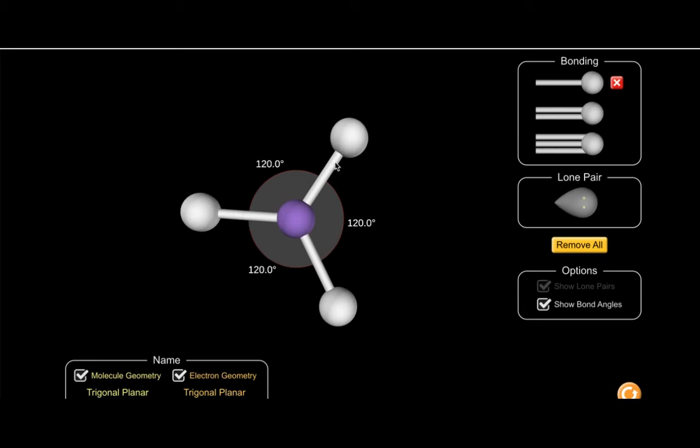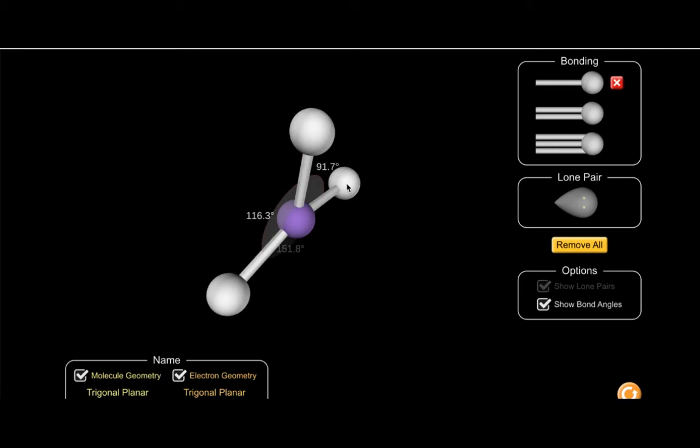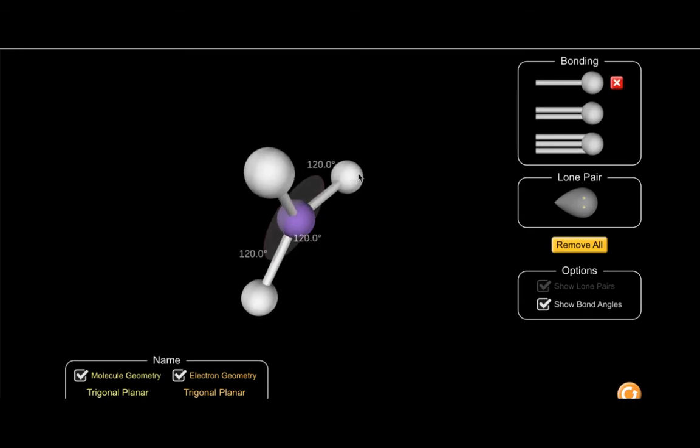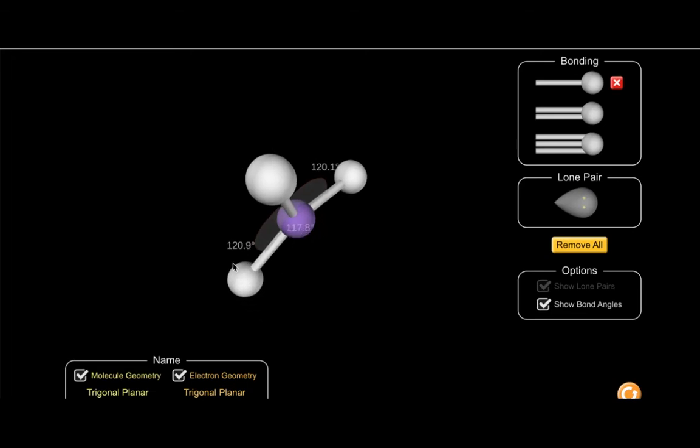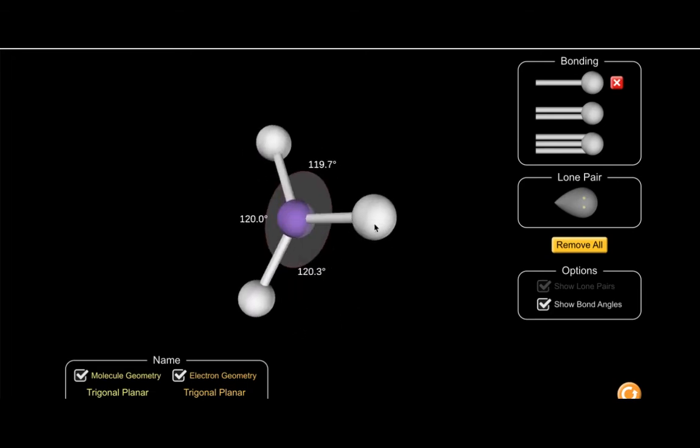So this geometry gives the best minimal repulsion between the atoms. So this would be the geometry. And no matter which way we turn it, you can see that it looks as if it is a triangle in one plane, right? So it's one plane in space, okay? When we're talking about 3D molecules.